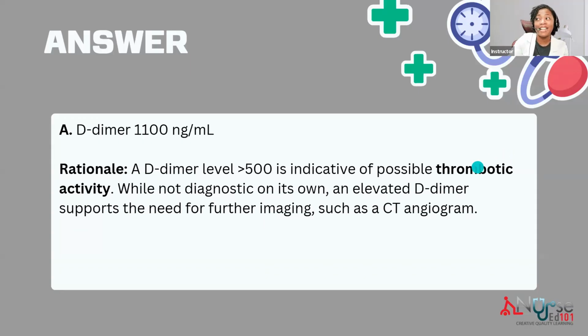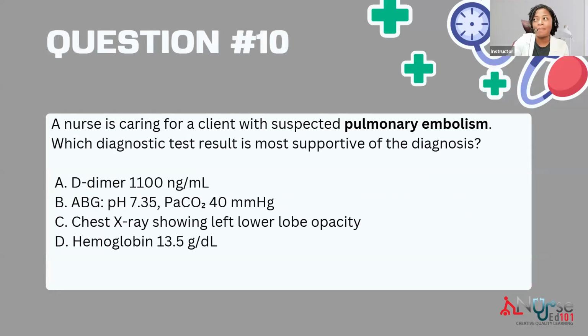D-dimer. But in this case, the patient has 1100. That's high, indicative of possible or confirming the presence of thrombotic activity. That's what a pulmonary embolism is. It's a thrombus. It's a blood clot in the pulmonary system, the pulmonary vascular area. It most likely got there from the lower extremities, moving the blood back up to the right side of the heart, and ends up in the lung.